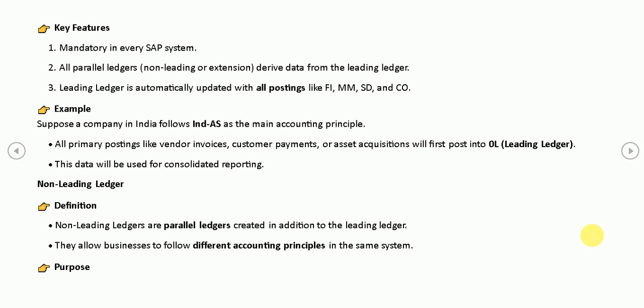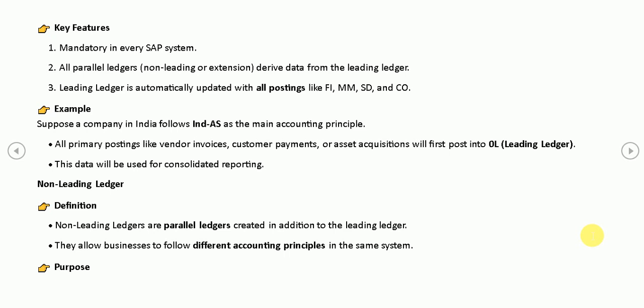For example, suppose a company in India follows Ind AS as the main accounting principle. The company is an Indian company, so that is the reason the main accounting principle will be related to your base company.